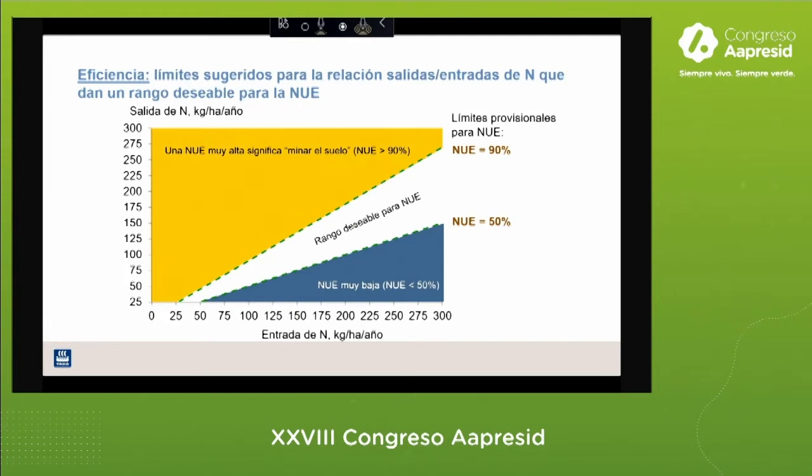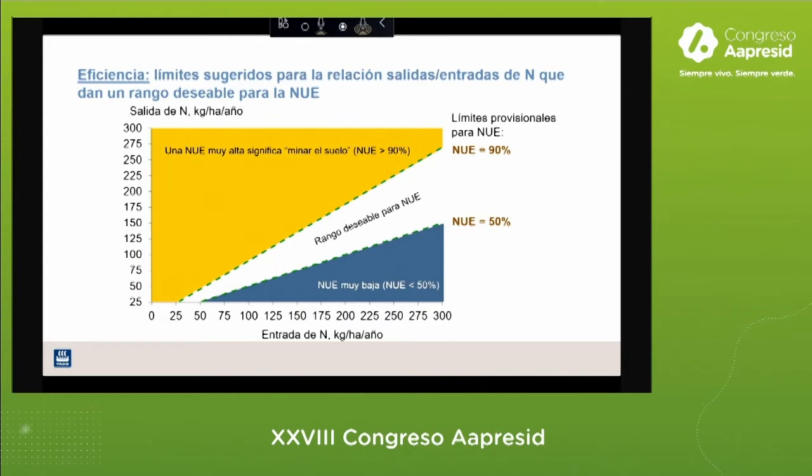So on this graph, you can see on the y-axis the nitrogen output in kilogram N per hectare and year. And on the x-axis, you can see the nitrogen input. And just by simply having these two values, we can calculate the nitrogen use efficiency, so the ratio of the output over the input. And there are 2 lines drawn in this graph. You can see a lower line, which is the border of the blue part on the bottom of the graph. That's the line that shows the nitrogen use efficiency of 50%.